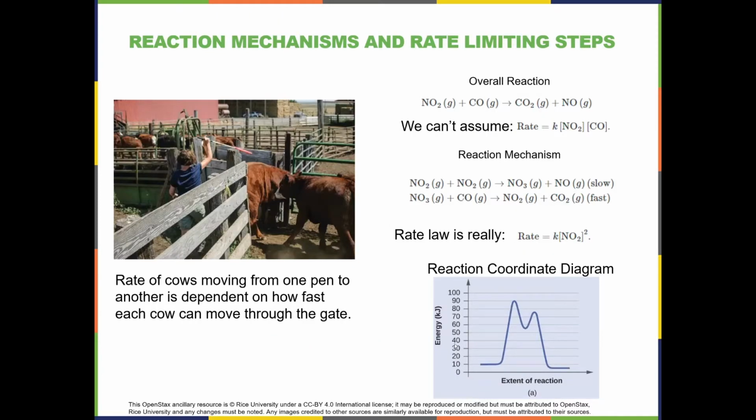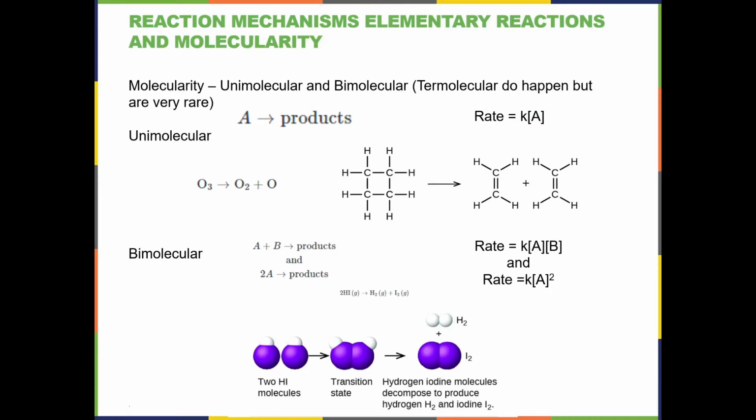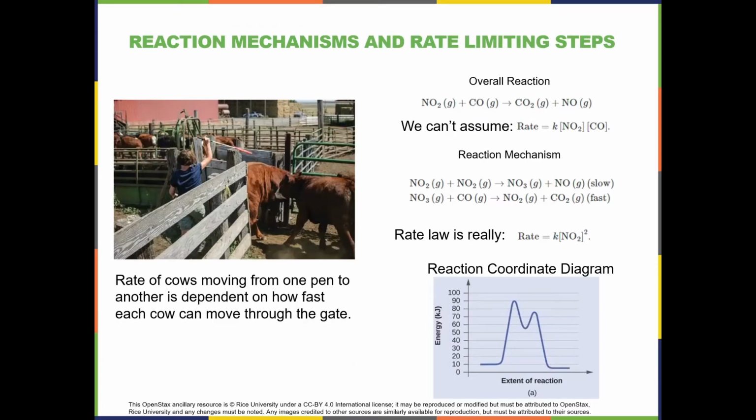But it turns out that not all reactions work this way. Okay? Some reactions go through multiple steps. And when they go through multiple steps, things get a little bit more complicated. So here we have an overall reaction. NO2 gas plus CO gas yields CO2 gas plus NO gas. We cannot assume that the rate is k[NO2][CO] because we don't know for sure that these products are formed by NO2 hitting CO. So we need to investigate the reaction mechanism.